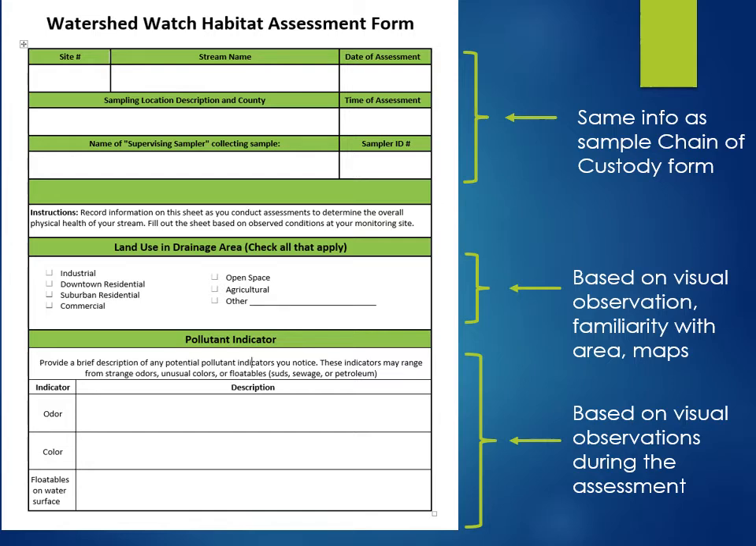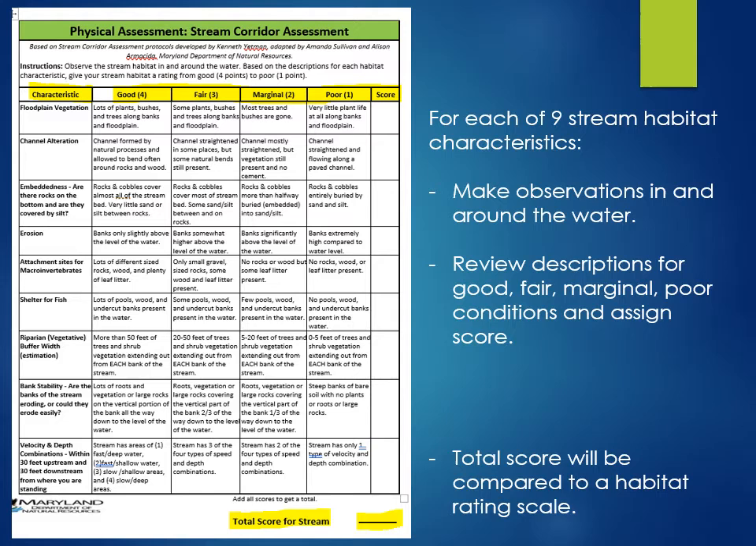The next portion of the form provides space for you to enter any odor or visual observations of water color or materials or substances floating on the water surface. Guidance for making these observations is provided in the online habitat materials as well as in this presentation. The next page of the form lists 9 stream corridor characteristics for you to rate from good to poor. Observations for these ratings will include the stream itself as well as the land on either side of the stream.